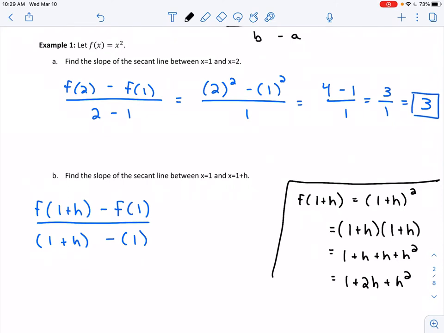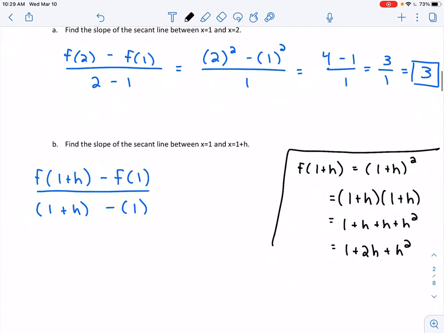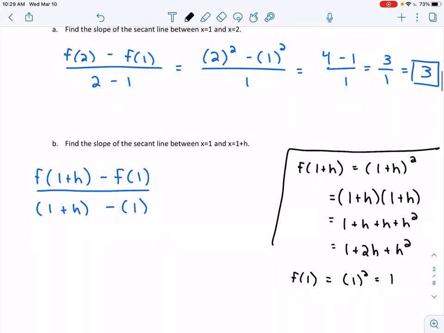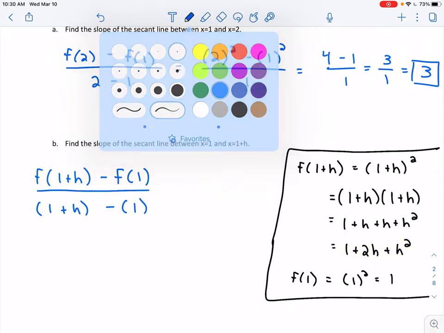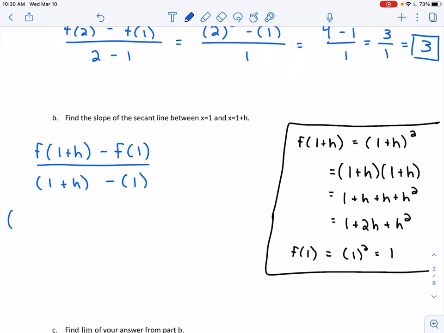And just so that we have everything in the same spot, I'm also going to find f of 1. We did that in the last problem, but just so that we have it all in one spot, f of 1 is 1 squared, which is just 1. So I've done this work off to the side over here, but now I can take out this f of 1 plus h and replace it with 1 plus 2h plus h squared, because I've already done that work. So let's hop back to our problem here. We'll have 1 plus 2h plus h squared minus f of 1.